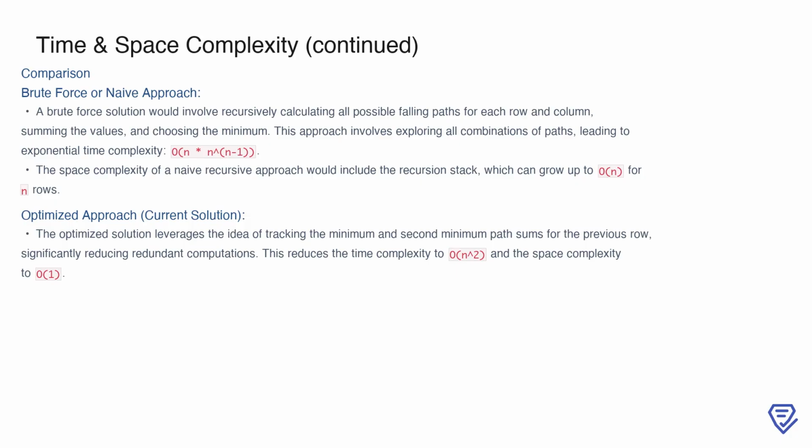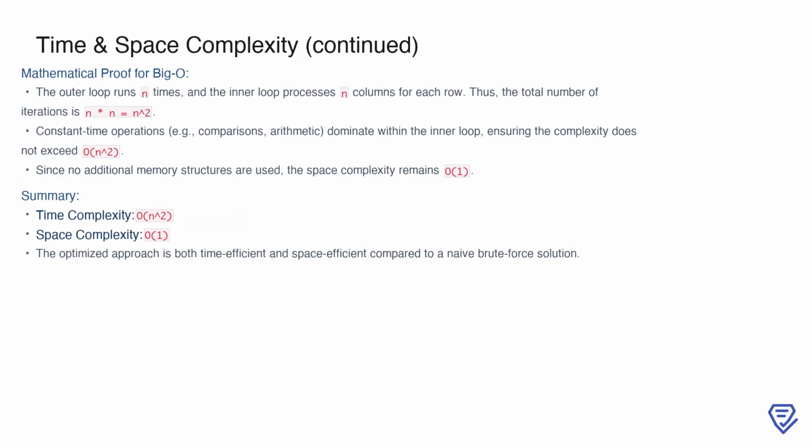To provide a mathematical proof for the big O analysis, we note that the outer loop iterates n times, and the inner loop processes n columns for each row. This results in a total of n*n = n² iterations. Within the inner loop, the operations, such as comparisons and arithmetic updates, are performed in constant time.